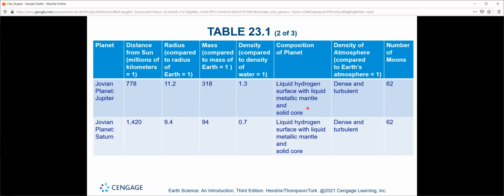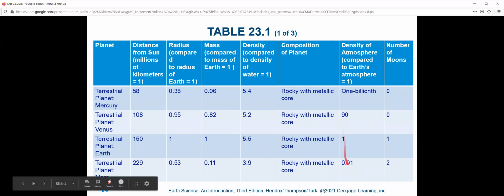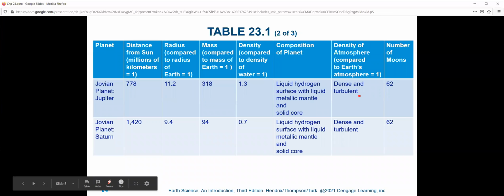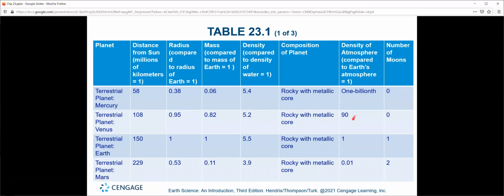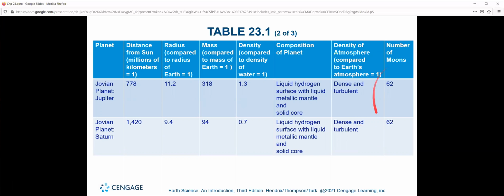The density of the atmosphere is not as established in the Jovian gas giants as it is on the terrestrial planets, so that's why we're not giving necessarily a percentage density compared to Earth. Instead, we're just saying there's a lot of stuff going on there. And the moon count is extraordinary. 62 some odd moons out here. And these numbers, in fact, do readily change as we go, which is itself very interesting.